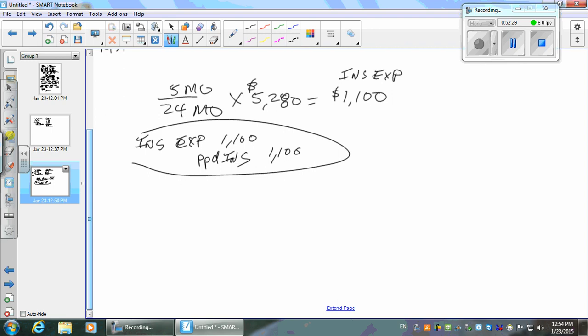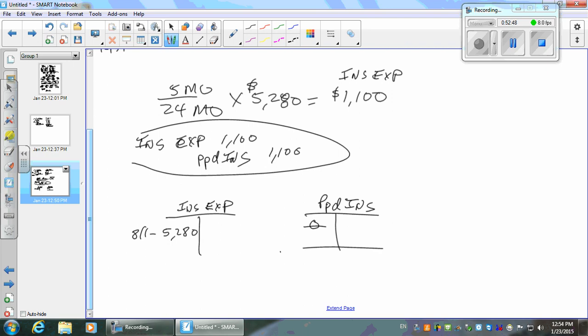Let's say instead what they did was put the whole thing into insurance expense. So on August 1st, they put into insurance expense 5,280, guys. And there's nothing in prepaid insurance. Got the idea? Where do I want to be at 12/31? Same company, just a different bookkeeper. They did it a different way. Doesn't matter. It's not wrong. You can put it in insurance expense instead.